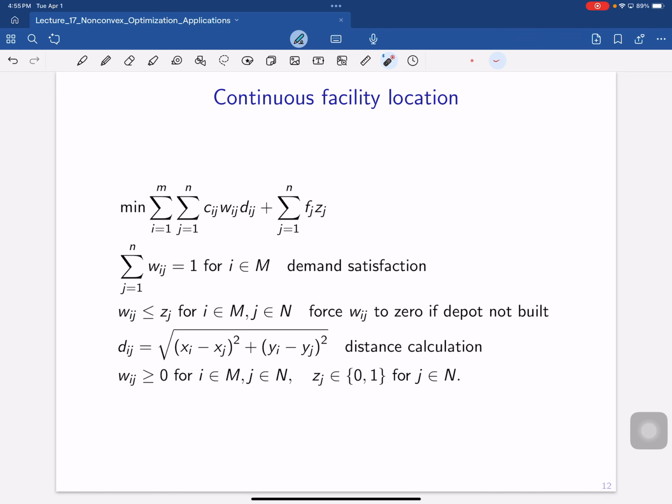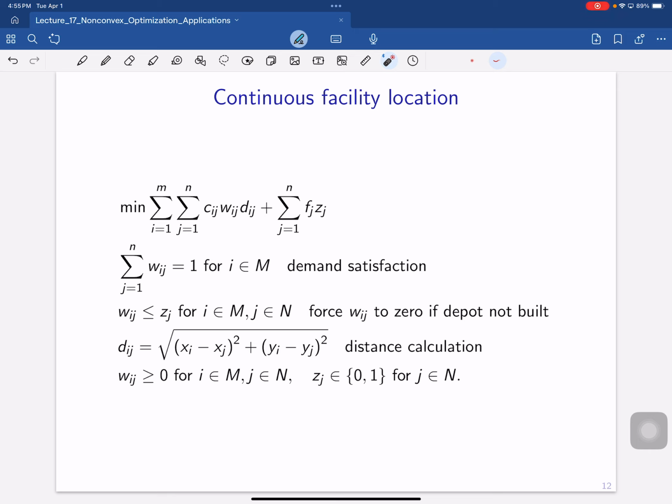Now, the objective includes the fixed cost. So this part here is a fixed cost. zj means whether you are building a depot or not. Once you build a depot, there is a fixed cost. And there is also a variable cost. Dij represents the distance between the depot and the customer, and cij is the unit cost. wij is the fraction of the demand satisfied by a given depot.